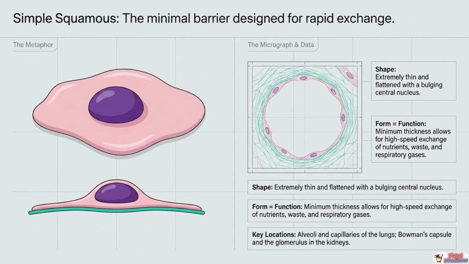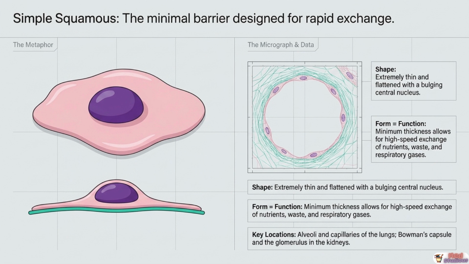The first and most fundamental type is simple squamous epithelium, and its design philosophy is extreme minimalism. These cells are extraordinarily thin and flat, like floor tiles or fish scales pressed against each other. When you look at one from the side, the cell body is barely thicker than the nucleus itself, which bulges upward at the center like a speed bump. The classic fried egg appearance under a light microscope.